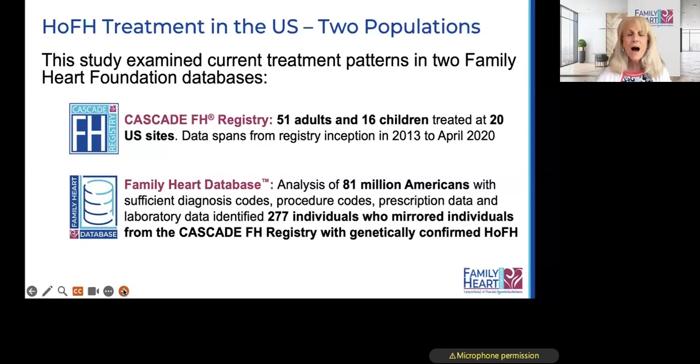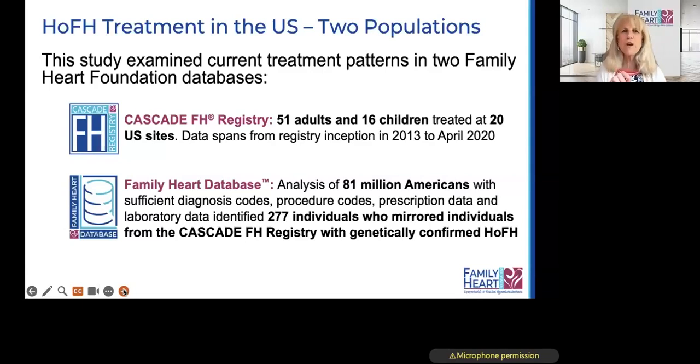We also have a Family Heart database that the Family Heart Foundation has worked at and purchased data for since 2012. This too is a big endeavor, a big cost, but we're very glad to do it because we want to know what's going on in the real world. This database includes 324 million Americans, but what we're going to look at here is the 81 million Americans who had sufficient data in this database: diagnostic codes, procedure codes, prescription data, because we wanted to know what meds people were on, and importantly, laboratory data.